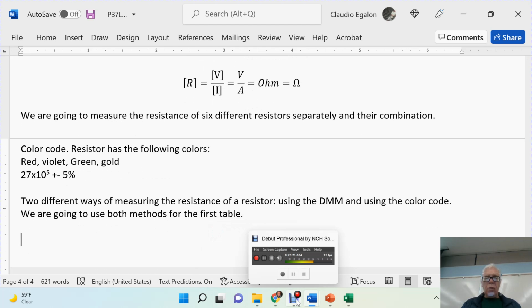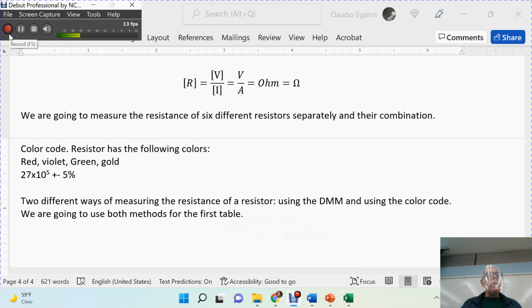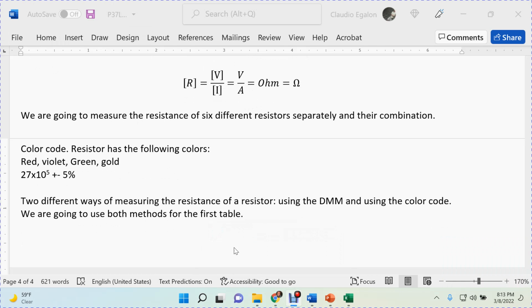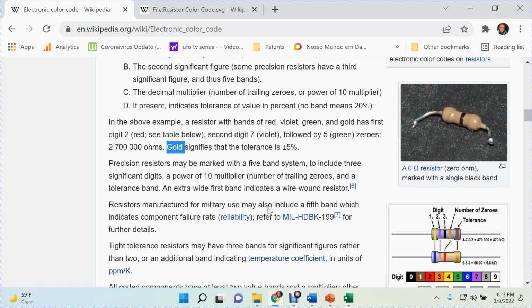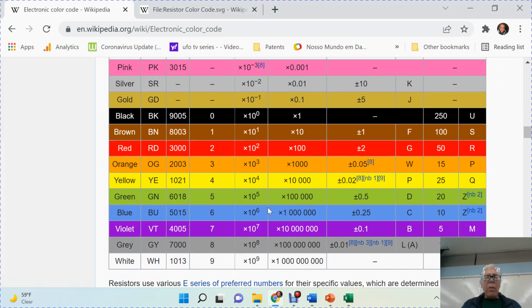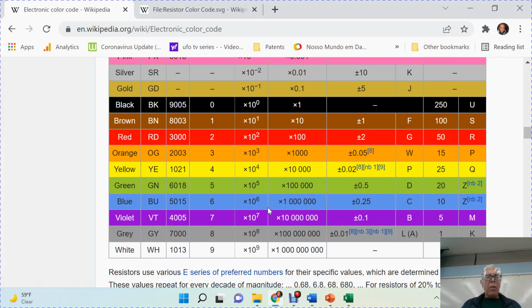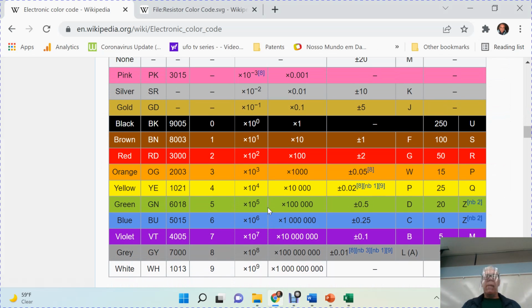So go ahead, finish your color code there. You should have already organized your resistors, right? And once you're done, check the internet. You're better off checking the internet on your computer. If you're having a problem reading the colors, you can always take a picture of your color code and zoom in on your cell phone.